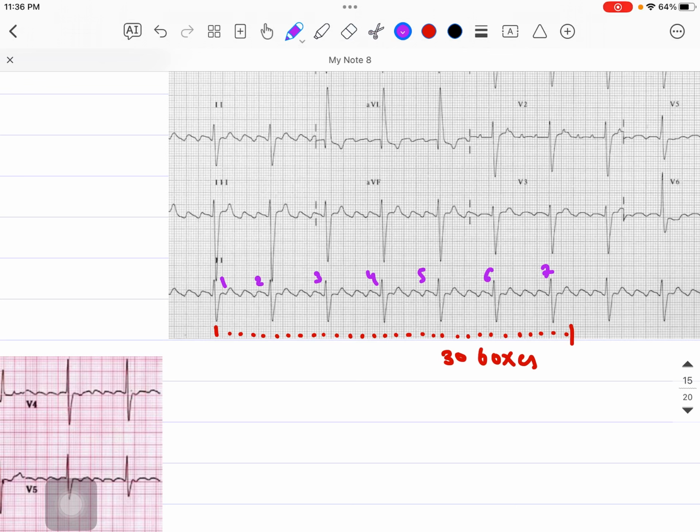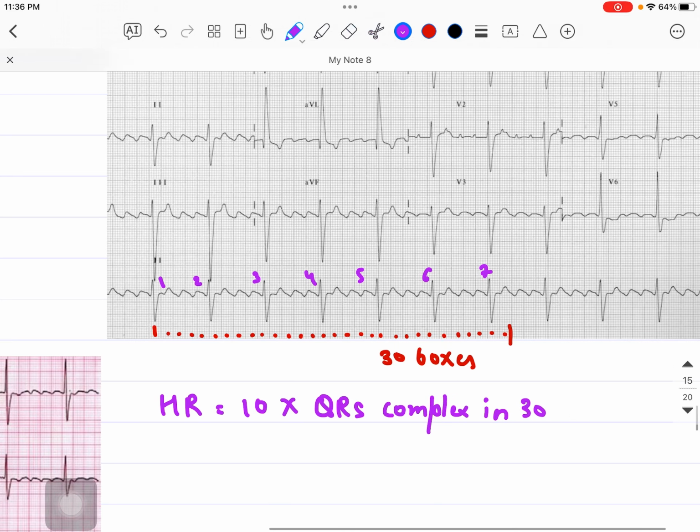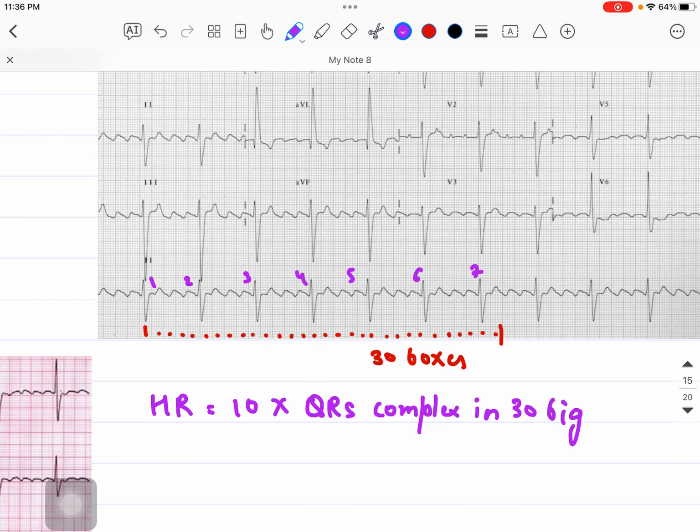So the formula is very simple: the number of QRS complexes in 30 large boxes multiplied by 10. So the heart rate will be 10 times the number of QRS complexes in 30 big boxes. Accordingly, over here the heart rate will be 10 times the number of QRS complexes, that is 7.